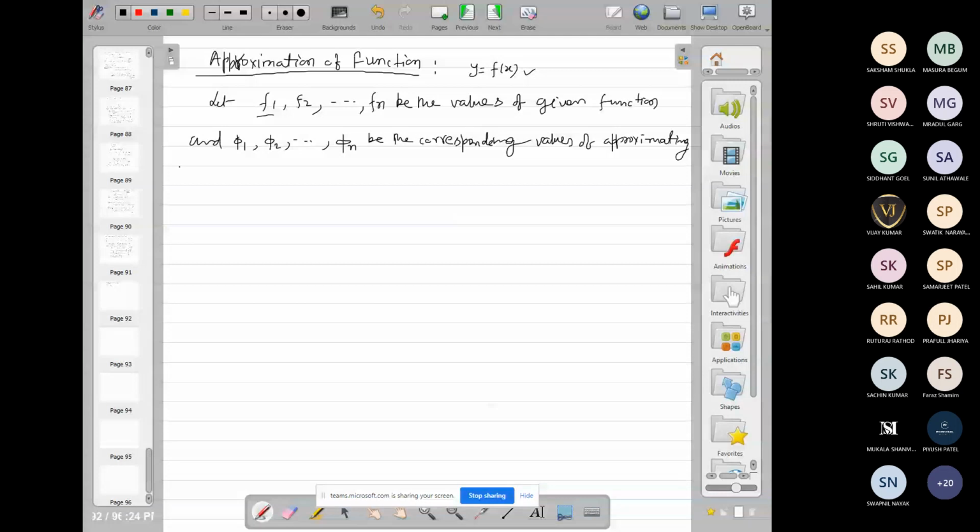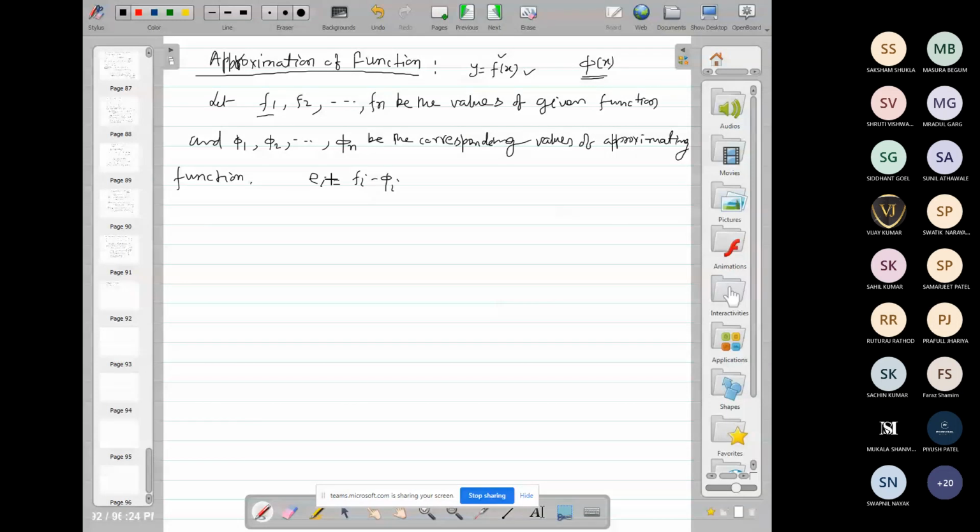And this means that suppose this f(x) is a given function whose values are f1, f2, ..., fn, and we approximate this function by the function phi(x). Then the values of this approximate function phi(x) for the same values of x are phi 1, phi 2, ..., phi n, the corresponding values of the approximating function. Then the error will be, suppose ei, fi minus phi i. The error is given by this.